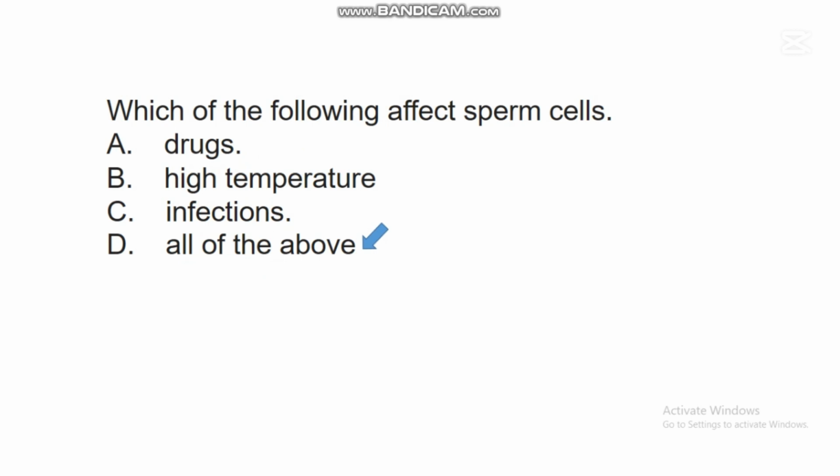Studies have shown that some drugs are capable of affecting sperm cell production negatively. High temperature can also affect or damage sperm cells. When sperm cells are exposed to high temperature, the sperm cells can easily die. And research has shown that when an individual has infections, those infections can disturb or can affect sperm cells negatively. All these things are factors that can affect sperm cells.